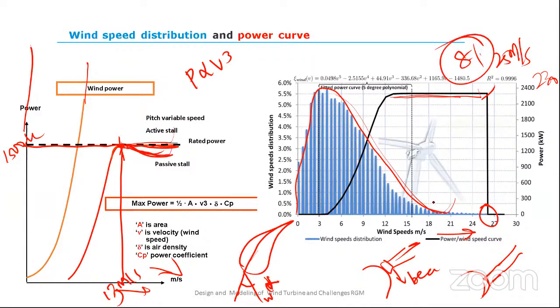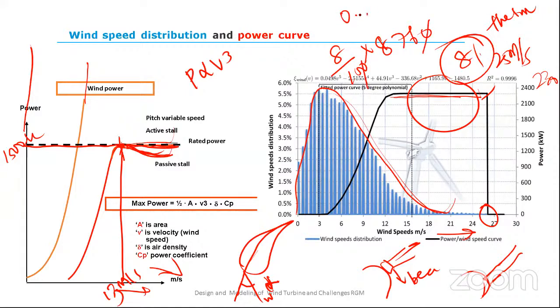So from this graph, what you can understand is that rated power can be there only 8% of the time. So 8 by 100 into, per year we have 8760 hours. You can cancel this zero, and 0.8 into 876. If you multiply, this many number of hours only do you have the rated wind speed. All other time you have less than this.